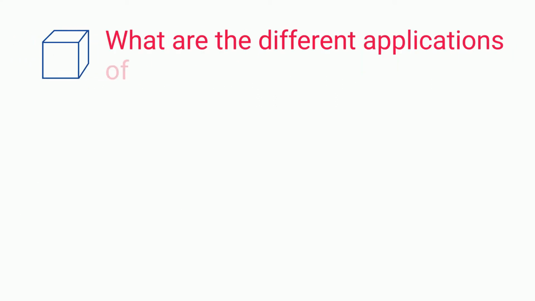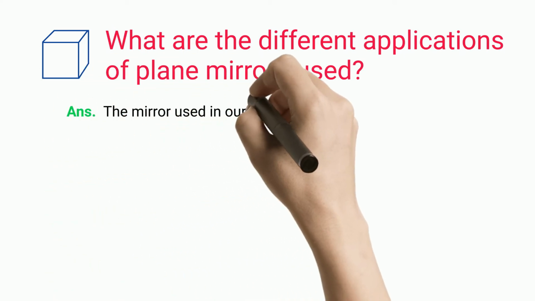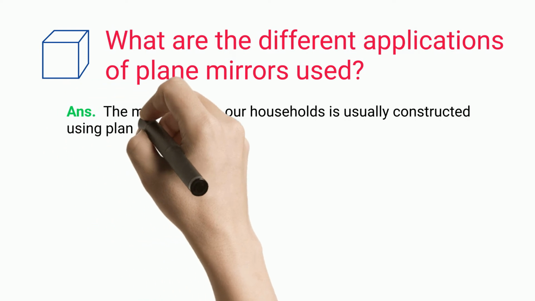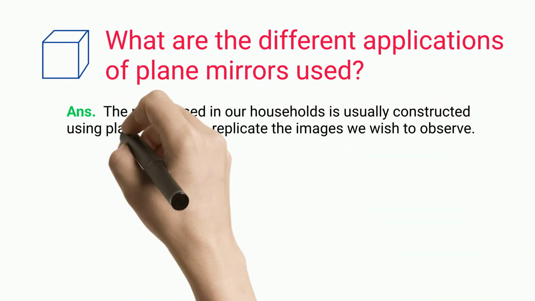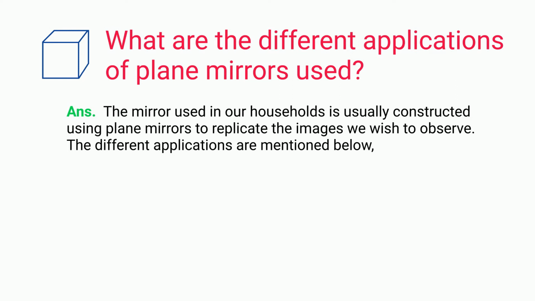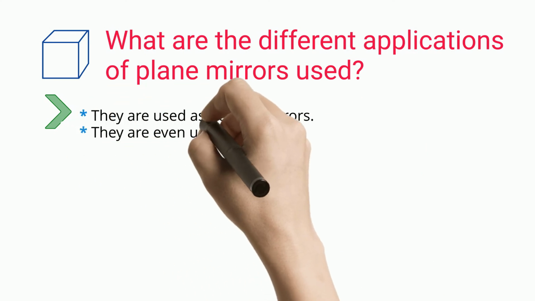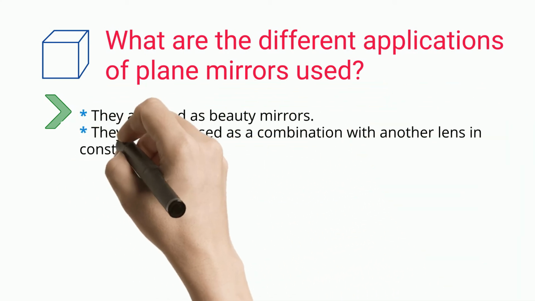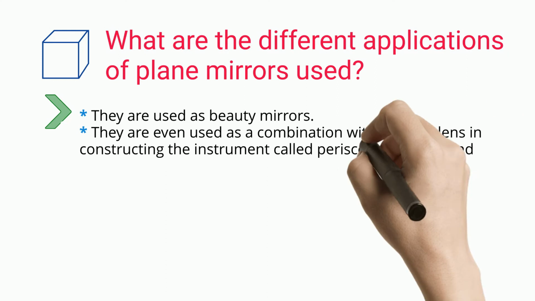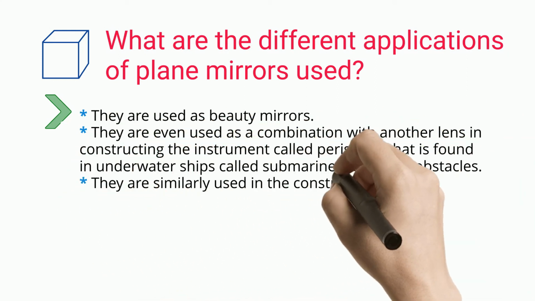What are the different applications of plane mirrors? The mirrors used in our households are usually constructed using plane mirrors to replicate the images we wish to observe. The different applications are mentioned below. They are used as beauty mirrors. They are even used in combination with lenses in constructing the instrument called a periscope, that is found in underwater ships called submarines to look at obstacles.